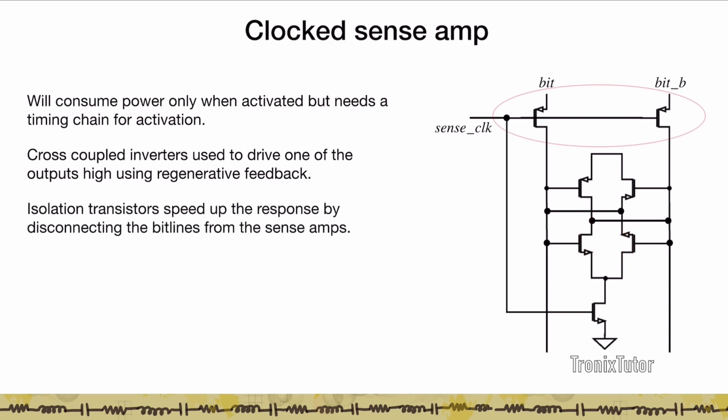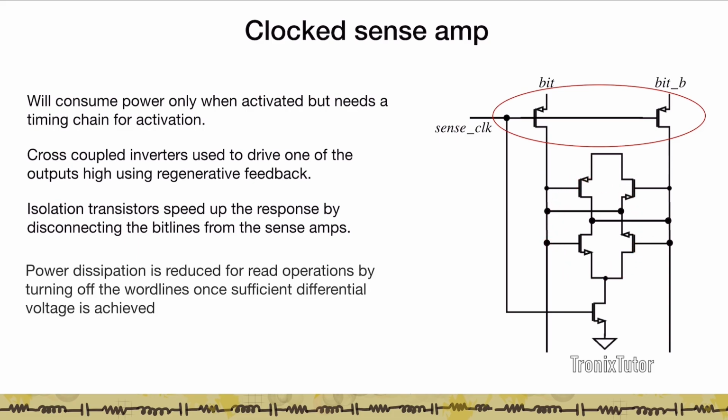Now to ensure that the bit line capacitances here are not affected by the rest of the SRAM cells connected to the bit line, we use isolation transistors. So essentially we charge up this node, and then during the sense we cut off this node from the rest of the bit line to ensure that when we're swinging this node we don't have a large capacitance to swing, and therefore you get a faster sense amp operation. Now power dissipation in such a case is reduced for read operations by turning off the word line once we develop a sufficient differential signal.